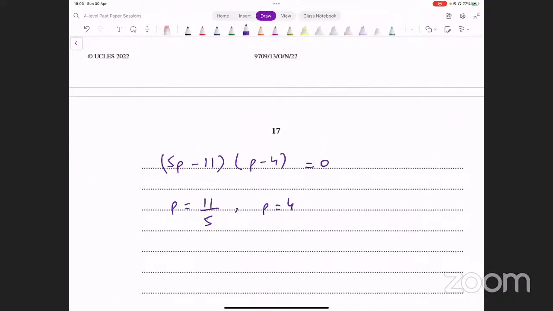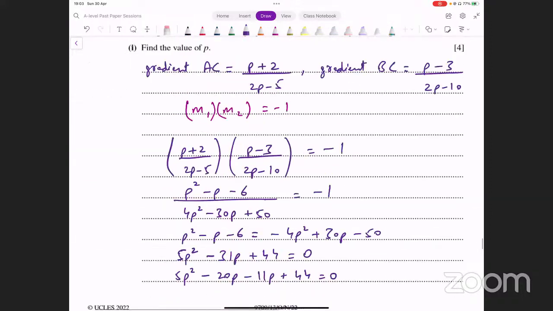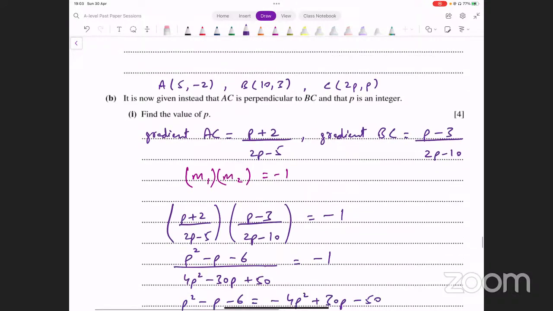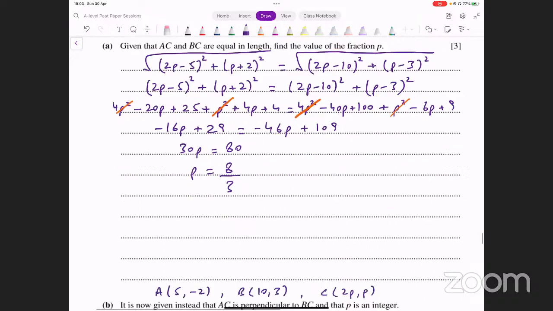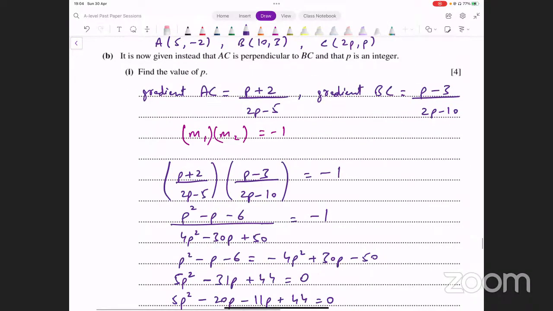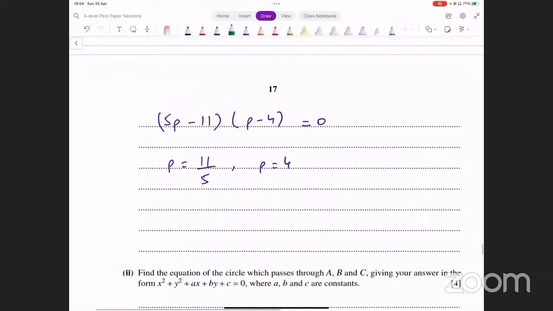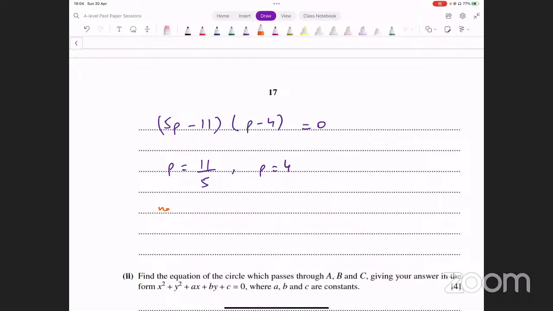Now how do you figure out if both are valid or not? हम जाके देखते हैं ऊपर उसने question में कुछ लिखा हुआ है. यहाँ पे उसने कहा है P is a constant. वो तो सही है. Oh yeah, second part में उसने यहाँ पे लिखा हुआ है P is an integer. Okay, P is an integer. 11 over 5 is not an integer. तो इसको हम क्या करेंगे? Ignore करेंगे. वैसे this is not possible.